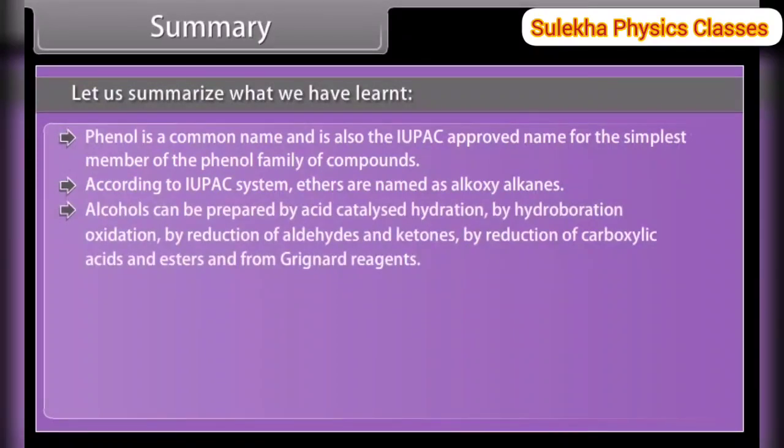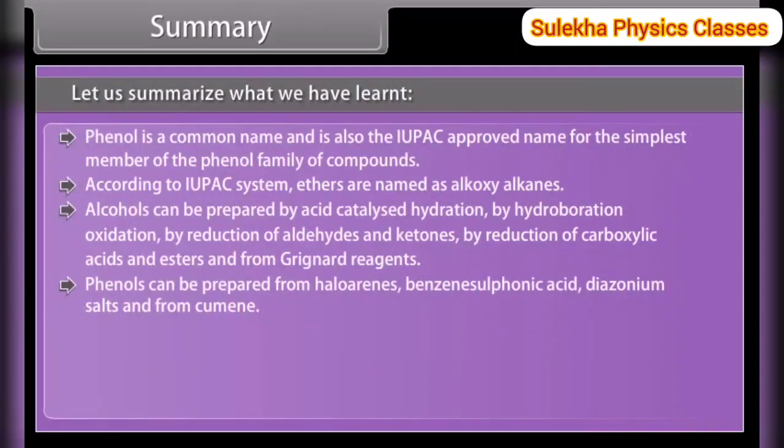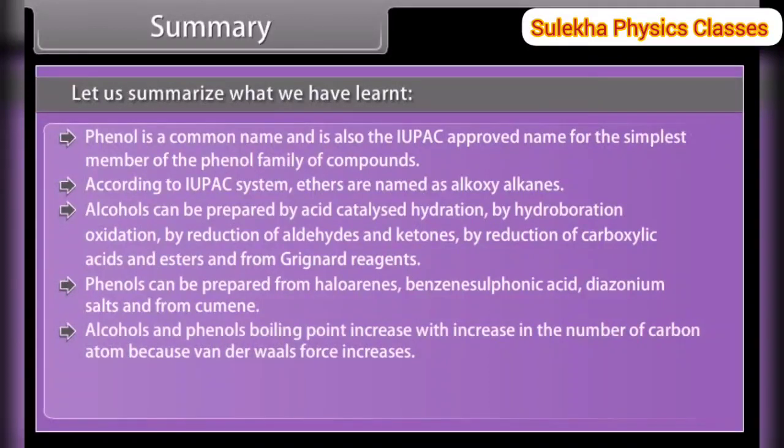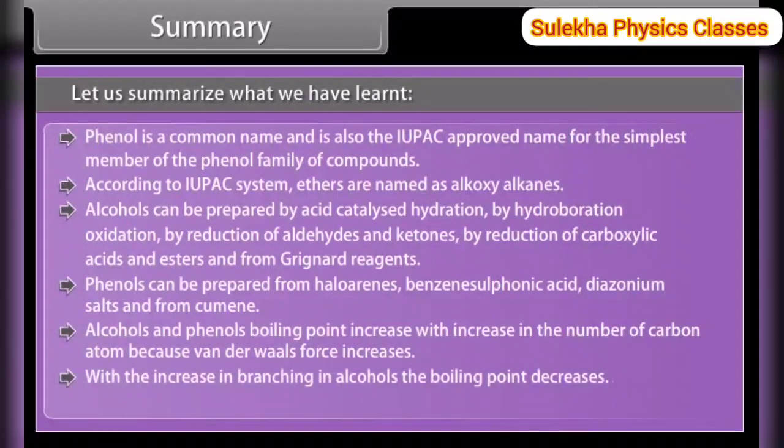Alcohols can be prepared by acid catalyzed hydration, by hydroboration oxidation, by reduction of aldehydes and ketones, by reduction of carboxylic acids and esters, and from Grignard reagents. Phenols can be prepared from haloarenes, benzene sulfonic acid, diazonium salts, and from cumene. The boiling points of alcohols and phenols increase with increase in the number of carbon atoms because van der Waals force increases. With the increase in branching in alcohols, the boiling point decreases. Generally, alcohols and phenols are soluble in water.